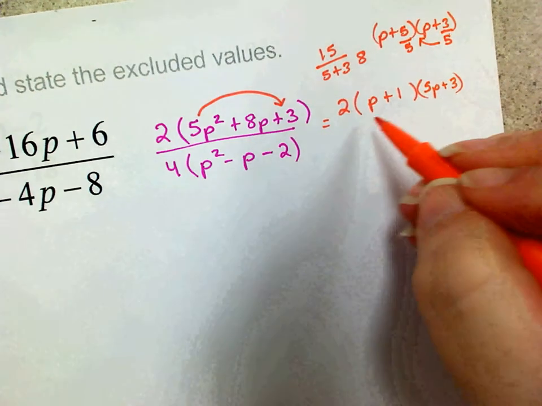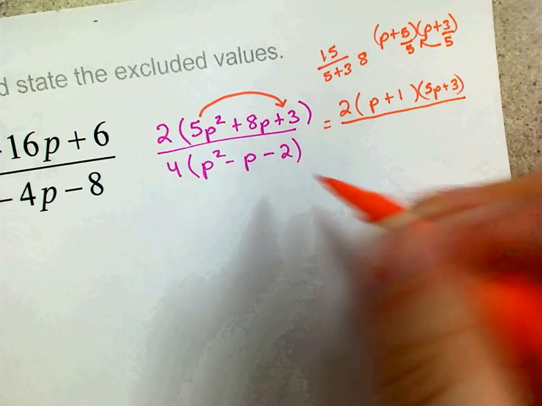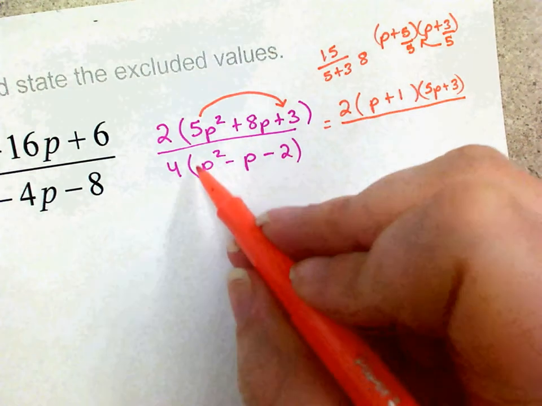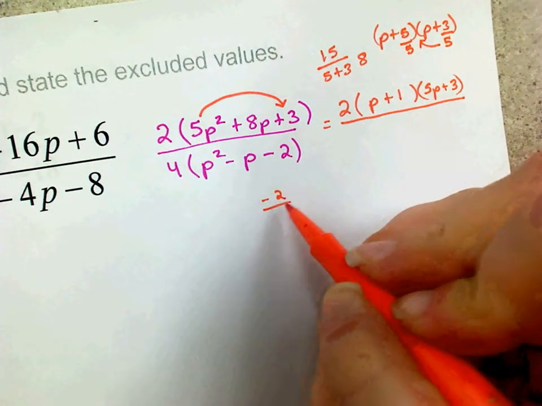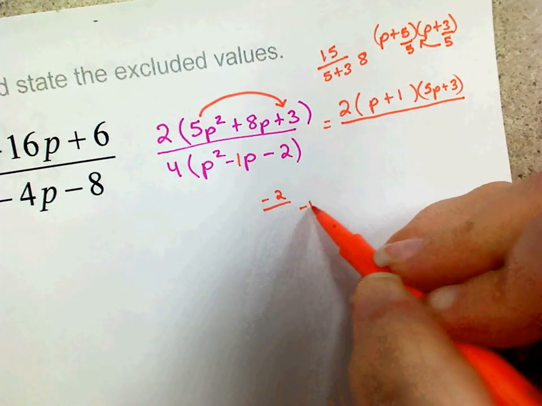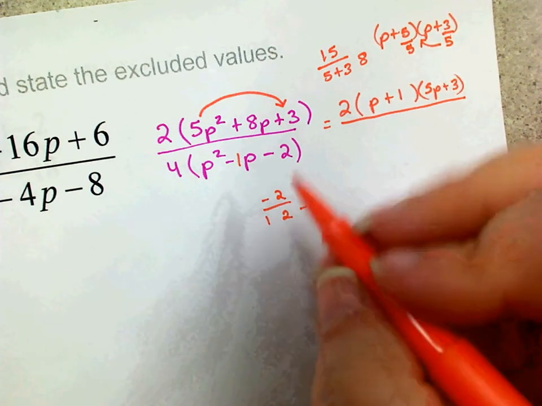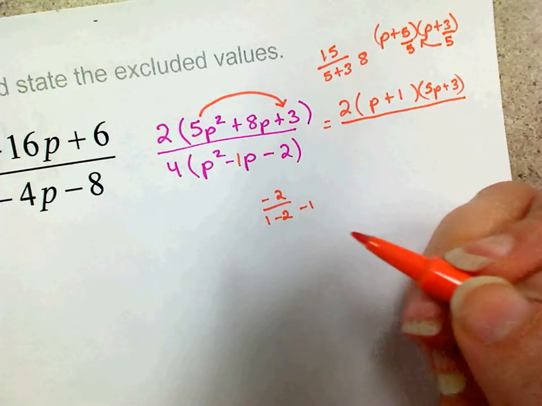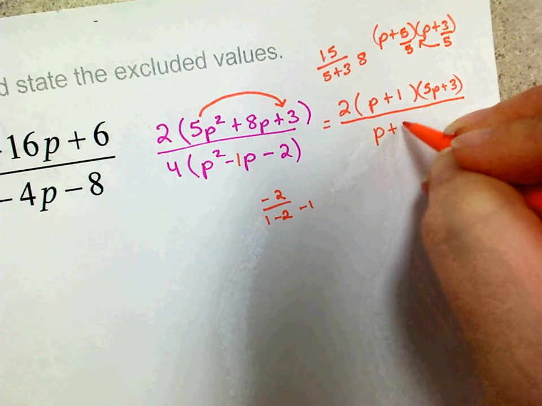Okay, the denominator, this is a leading coefficient of 1, so we're looking for the factors of negative 2 that add up to negative 1. The only factors of 2 are 1 and 2, and in order to get a negative 1, I've got to have a negative 2. So p plus 1 and p minus 2.